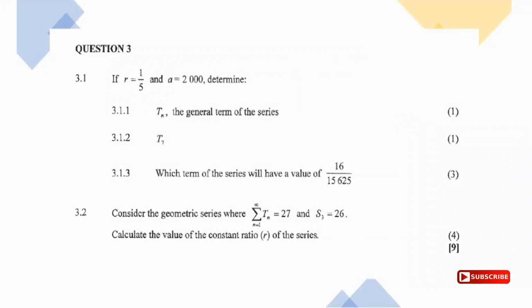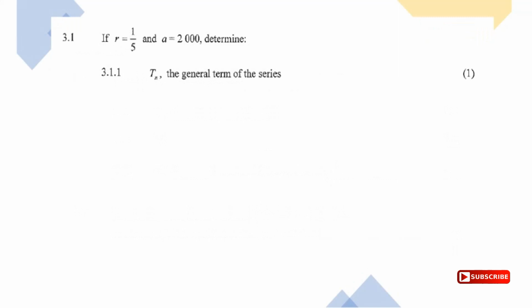Okay, question 3. Like I mentioned, guys, this question covers geometric series. All right, so let's get started. 3.1. If R is equal to 1 over 5 and A is equal to 2000, question 3.1.1 asks us to determine the general term of the series. So they want you to just determine the formula for the general term of this series.